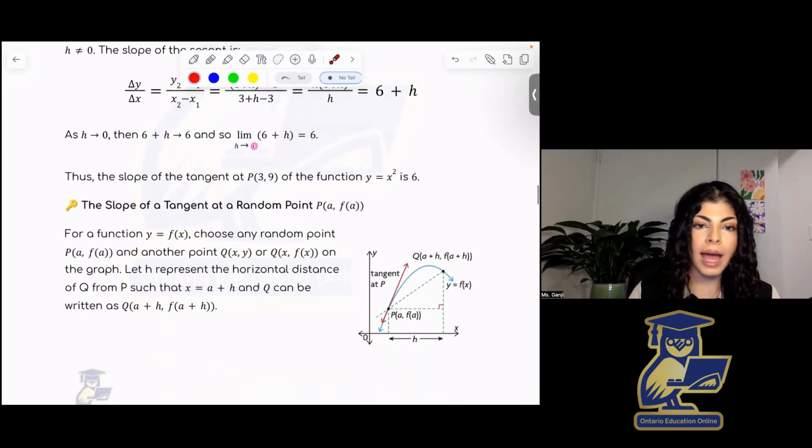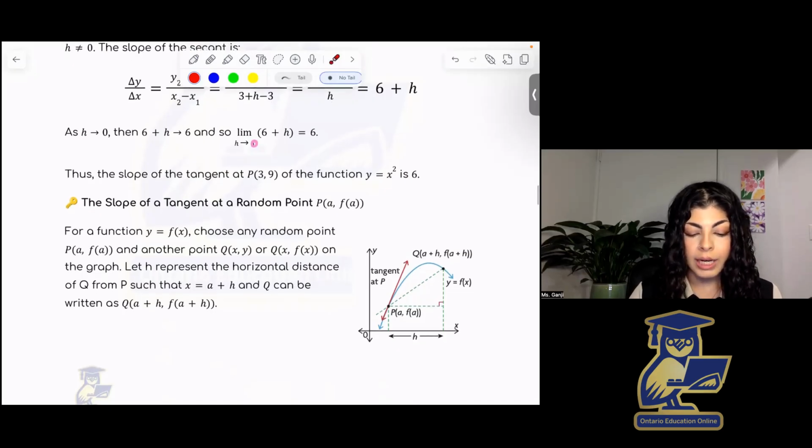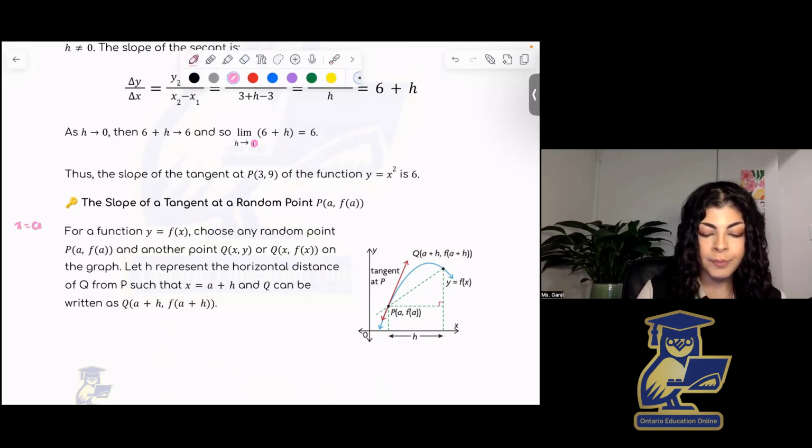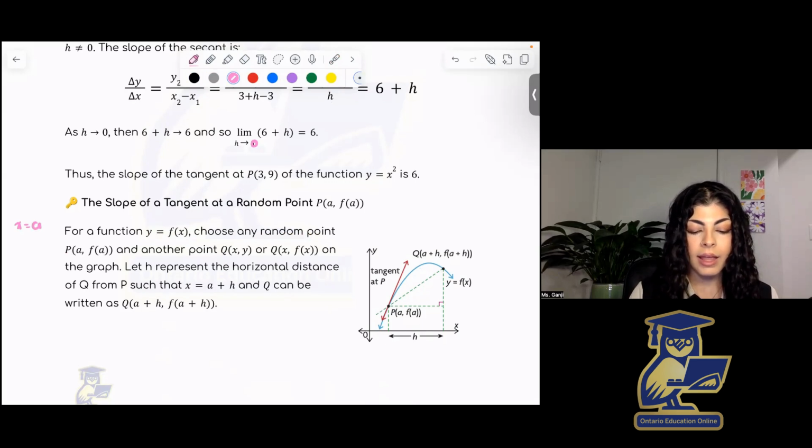So now generalizing that to any function and any point P, we have a function y equals f of x, and this can be quadratic, it can be trigonometric, it can be exponential, any function. Choose any random point. Because this is a specific point, we don't use x and y, we set x to be a specific value. So x is set to a, so our specific point is going to be P of a, and the output is just f of a. And any other point, Q, is going to be our x and y since it's a general value, but soon we're going to change that.